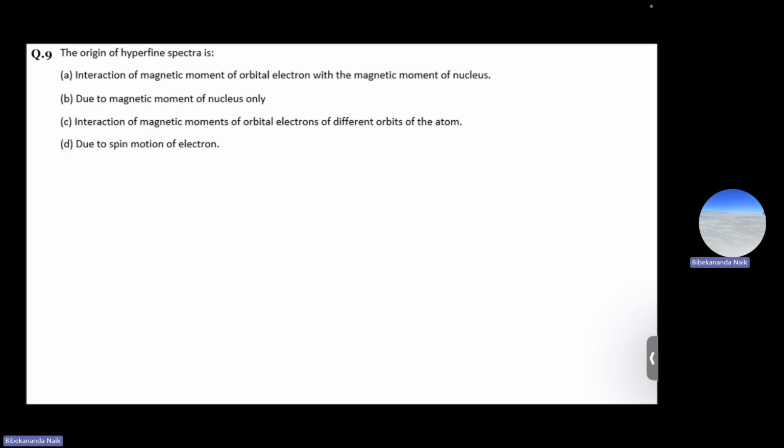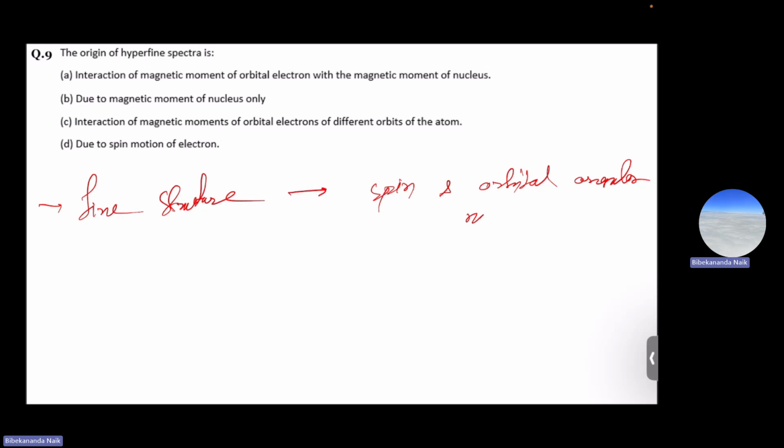So, hyperfine. One is fine structure. Fine structure is due to the interaction between the spin and orbital angular momentum of the electron, which gives rise to the total angular momentum.